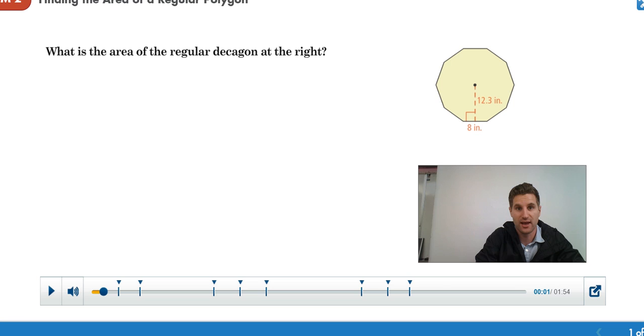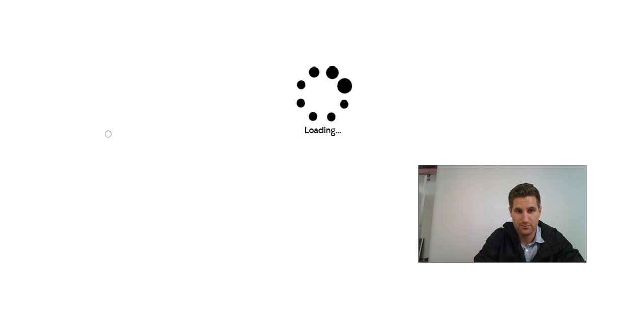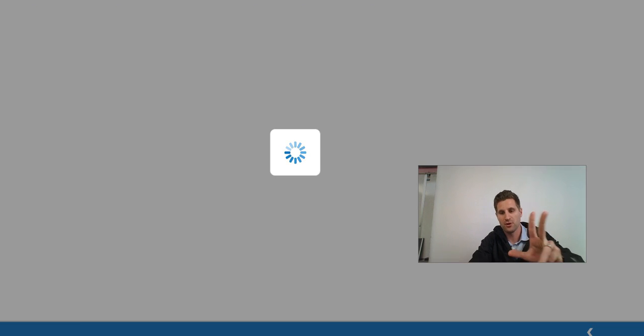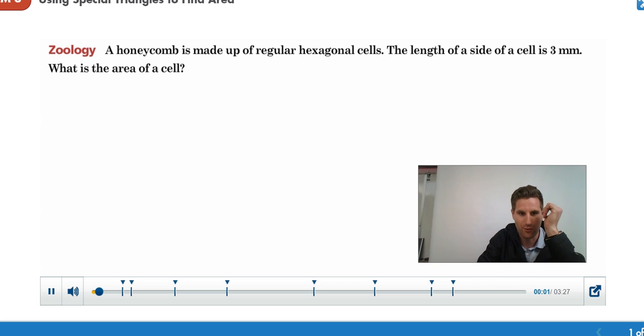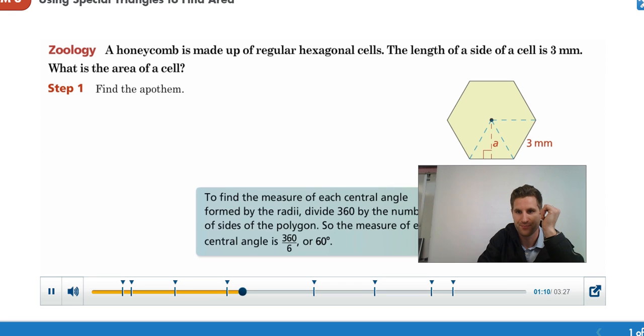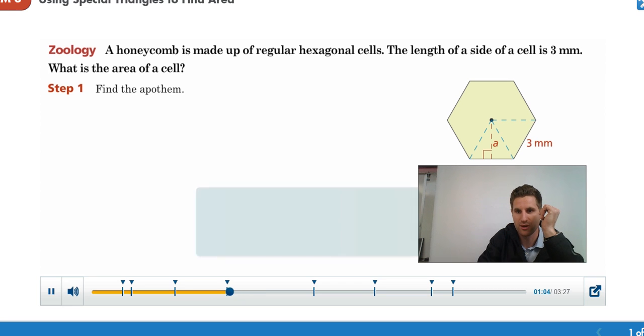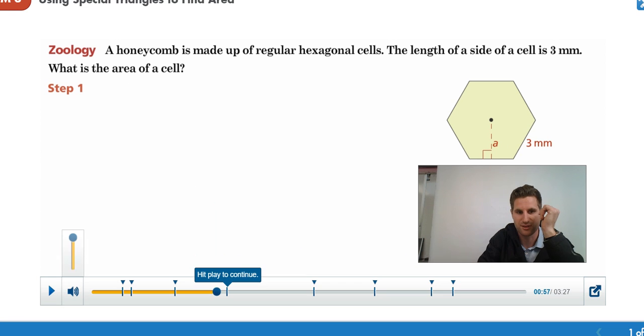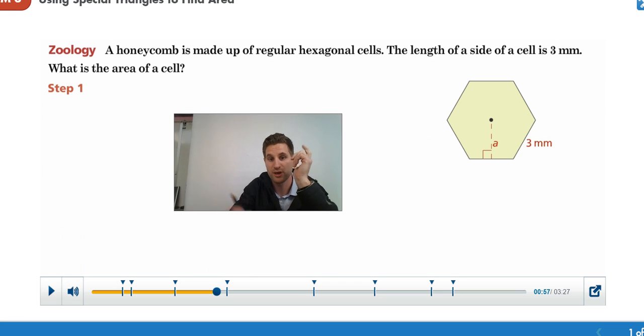Let's take a look at a more difficult problem. I don't want you to write this one down yet. We're going to come back to this problem. I just want to take a look at it. Okay, here we go. Given this picture, could we find the area of this hexagon? At first glance, I don't know the apothem. I could find the perimeter, but I don't have the apothem, so I can't use my formula.